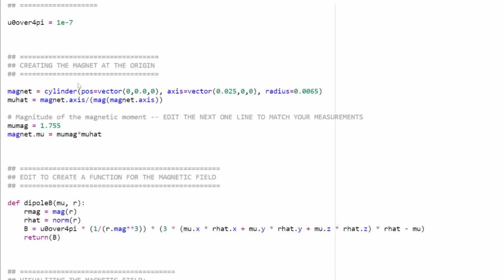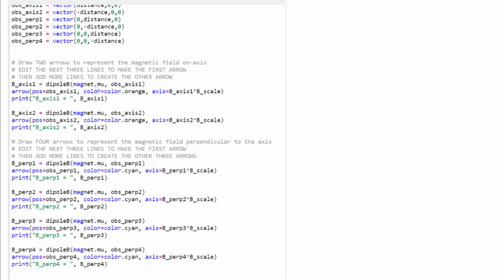Then we plug that value of the magnetic dipole moment in right here, 1.755, and then we create the magnetic constant of mu over 4 pi. And then we create a function to create the magnetic field. Over here, we're creating the visualizations for the on-axis and off-axis moments at different distances.